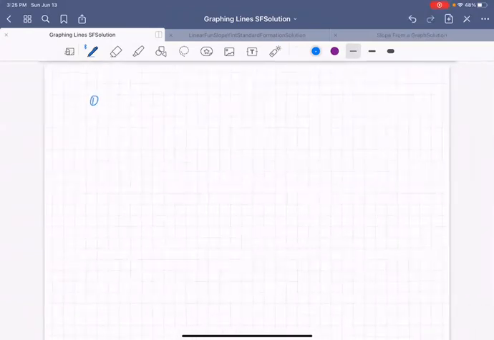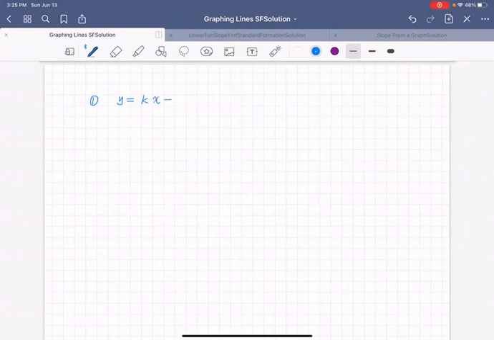Type 1: y equals kx plus b. This is called the slope. Who is the slope? That guy is the slope. Slope, y-intercept format.